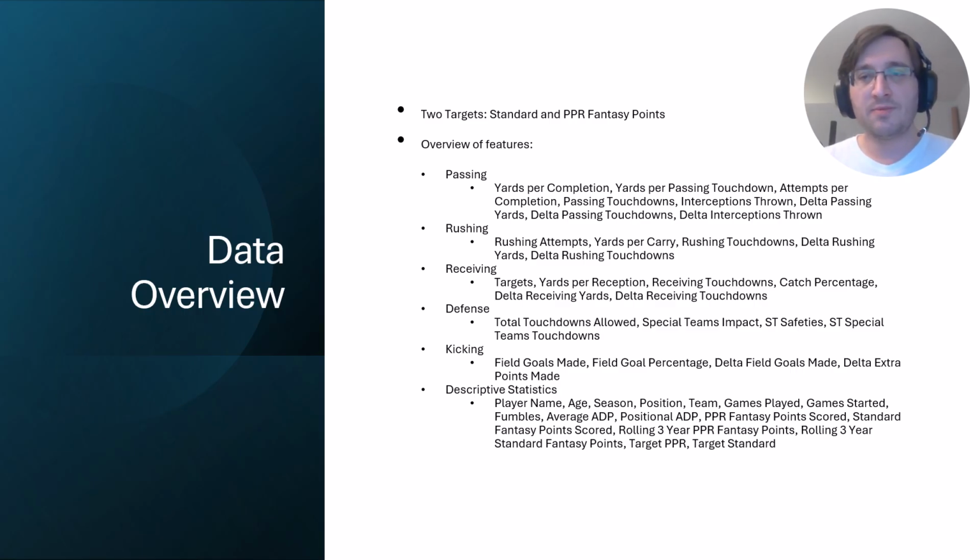The major change that we've included in this update is these deltas that we see throughout the various positional features. These include things like the delta passing touchdowns or the delta rushing yards. These are a way to capture the year-to-year changes in player performance, to show inclining or declining performance over the years. As to the descriptive statistics, we include a rolling 3-year average for the PPR and standard fantasy points, again to incorporate a window of performance over time to help show this change in the player's performance.